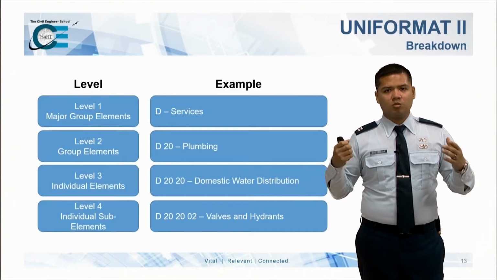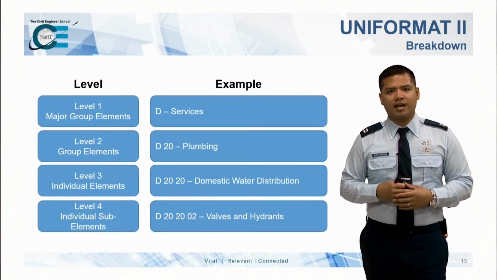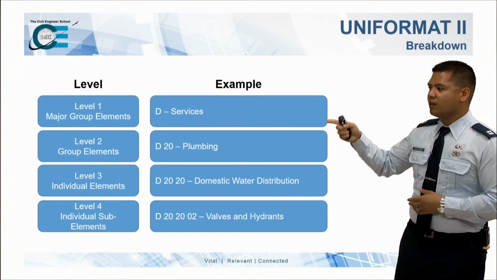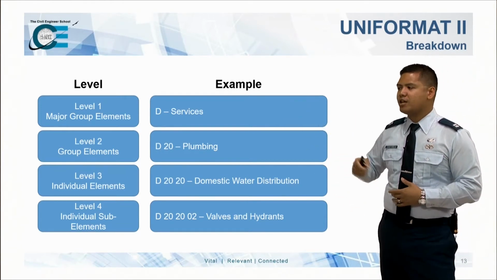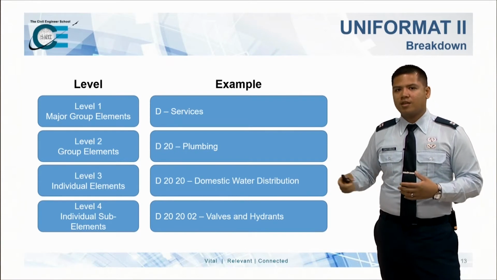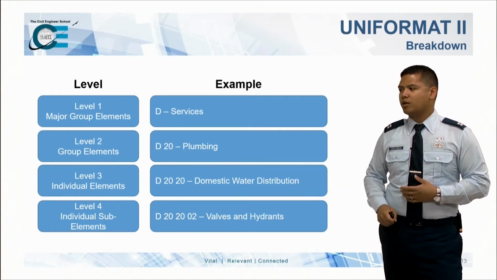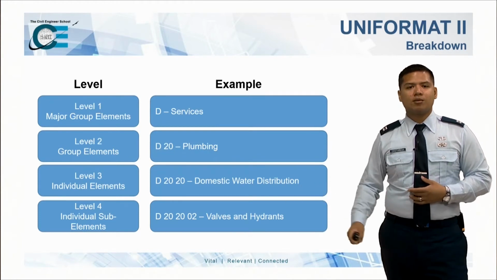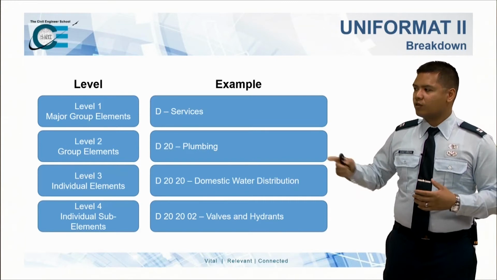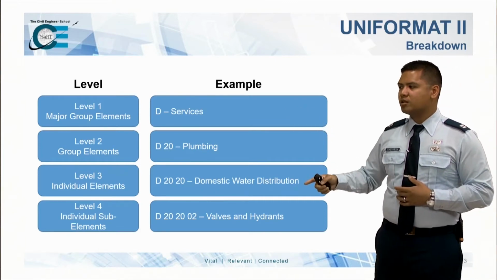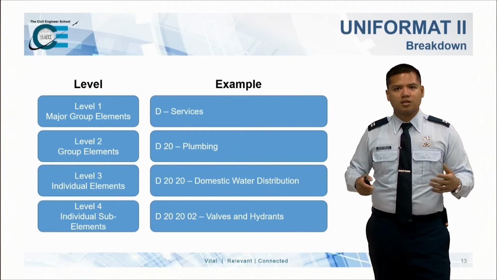So here's a little example of how Uniformat 2 is broken down. We have different levels, and this is a hierarchy, okay? So at the top, you have major group elements, and then you have group elements for level 2, individual elements for level 3, and then you got sub-elements for level 4. So I'm going to show you different major group elements, different group elements, and give you examples of each of these in the coming slides.